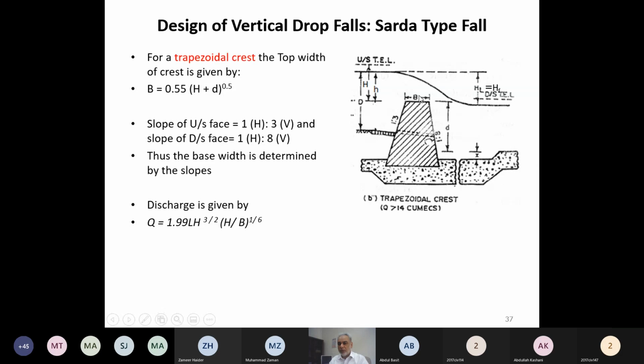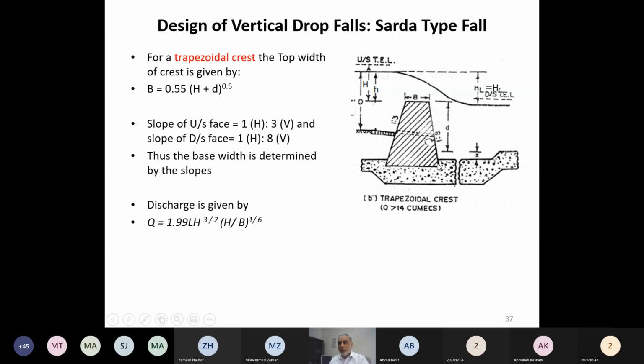For example, if 1 meter is provided at the top, and we want to provide 3 meter height of this wall, so 3 into 8. So for one horizontal, there will be 3 vertical. So if we want to provide 3 meter of the height of the wall, then 1 meter will be extension on the upstream side.